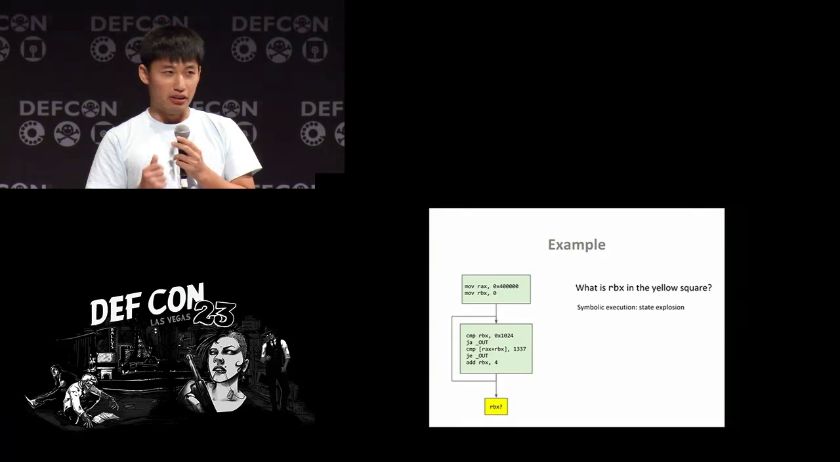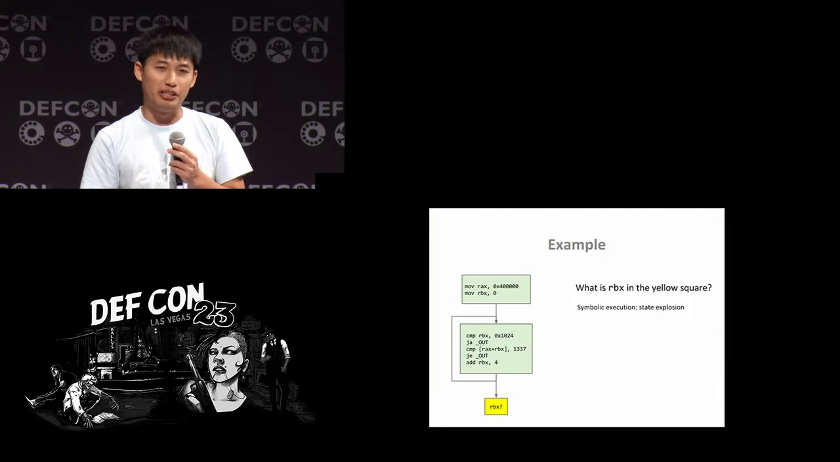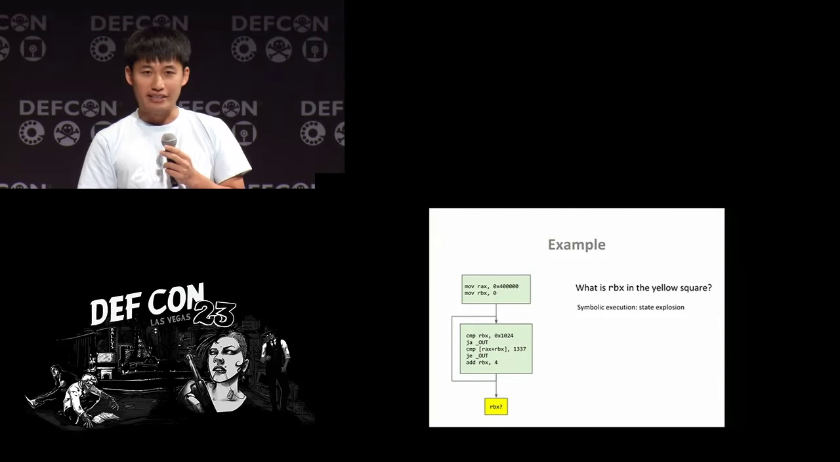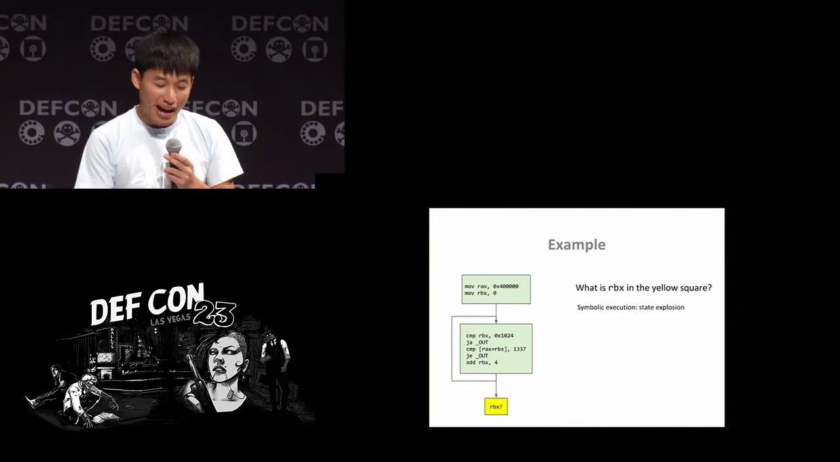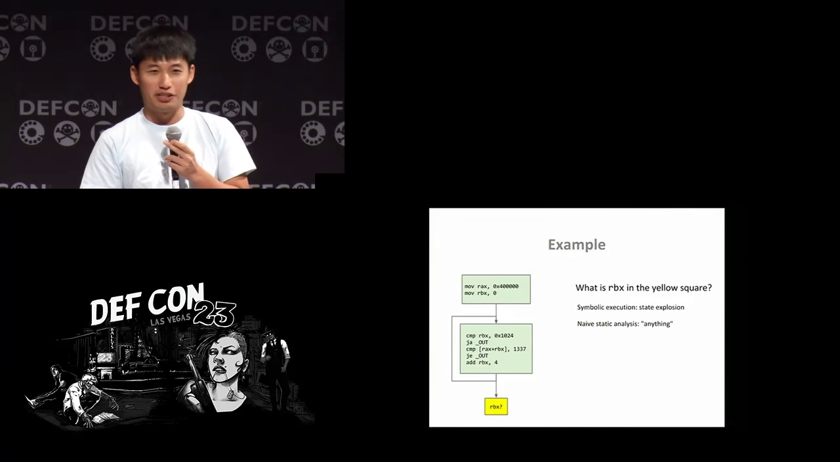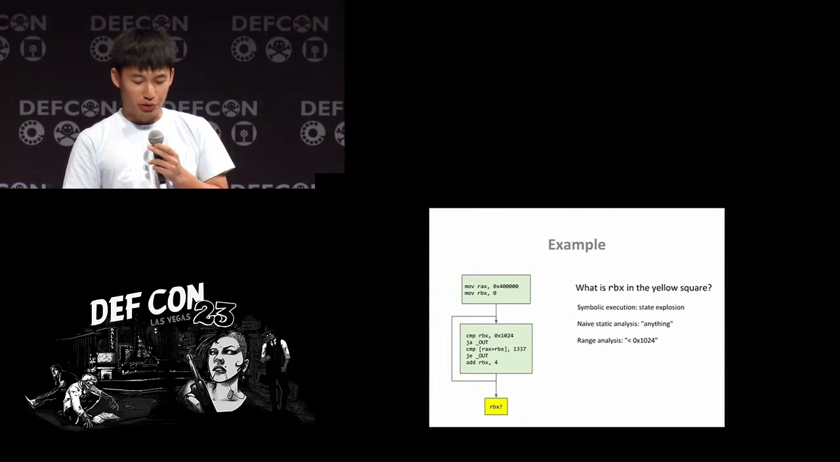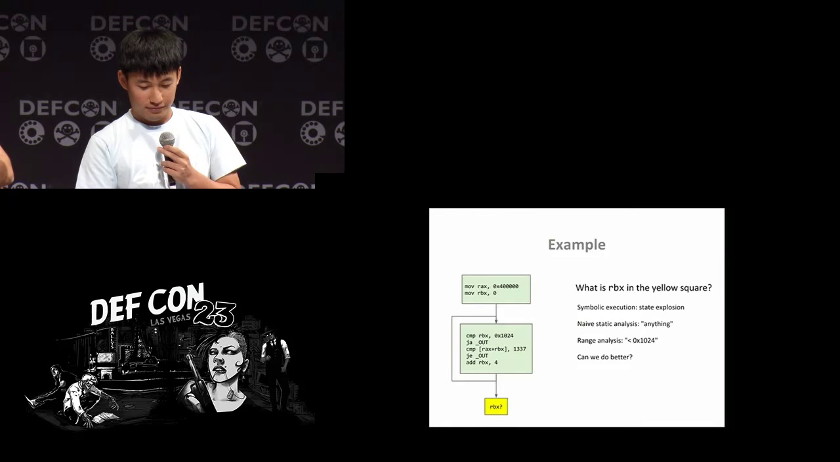However, the problem is at every single iteration of the loop, it has the possibility of branching out. That basically means we're going to face a state explosion. Or if you're going to have 0x1025 different states. If you are using naive static analysis, RBX would be anything, because we are not following every single branch, and maybe we are only following one iteration of the loop. With range analysis, we can actually tell RBX is less than 0x1024. Is that good enough? Can we do better?